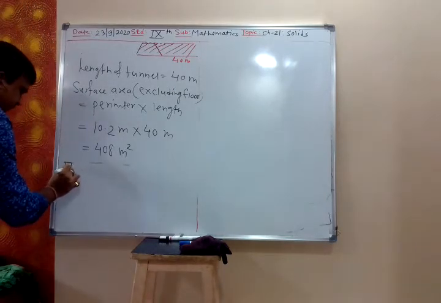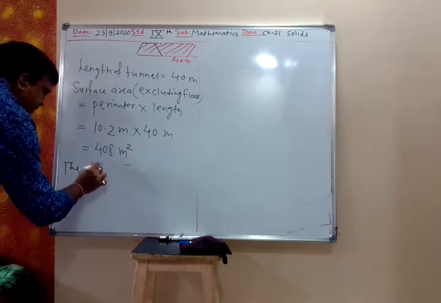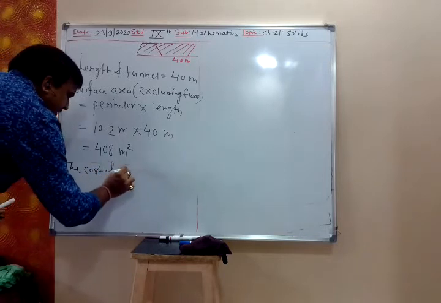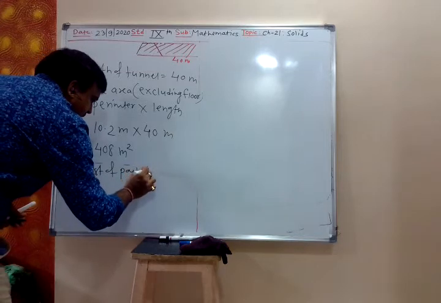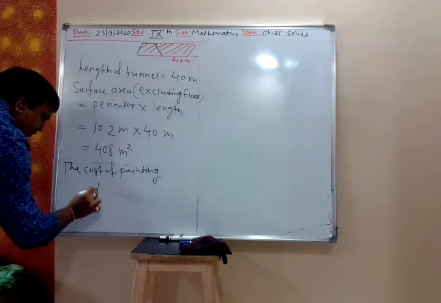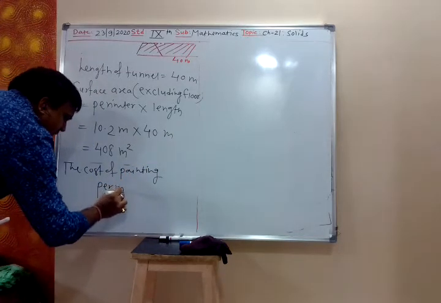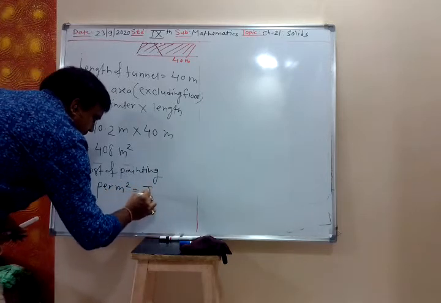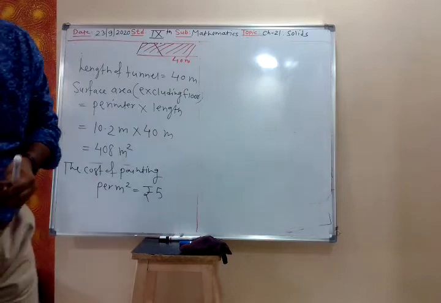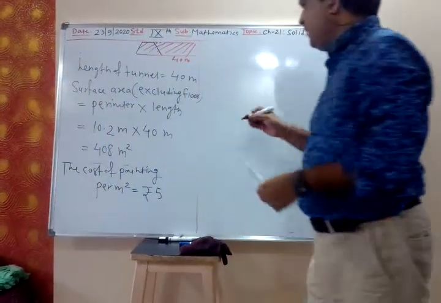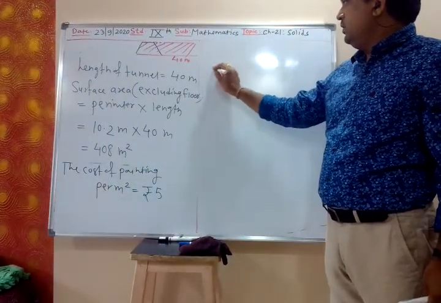First we do the cost of painting. The cost of painting per meter square is how much? 5 rupees. The cost of painting per meter square is 5 rupees. So what is the total cost of painting? That will be surface area.